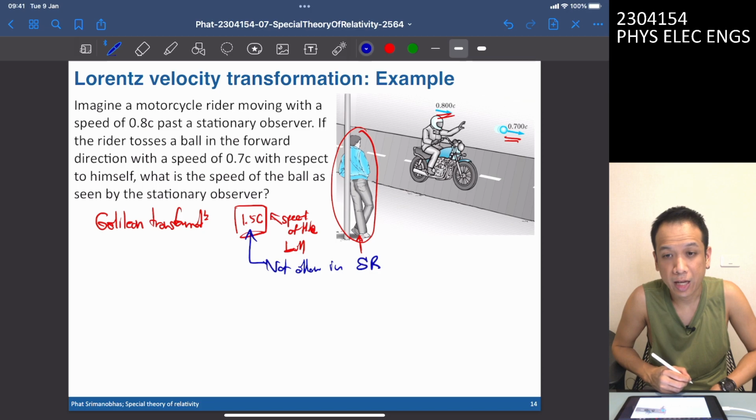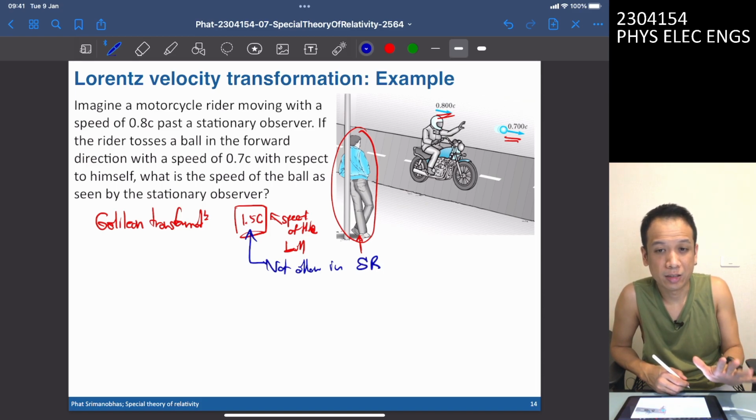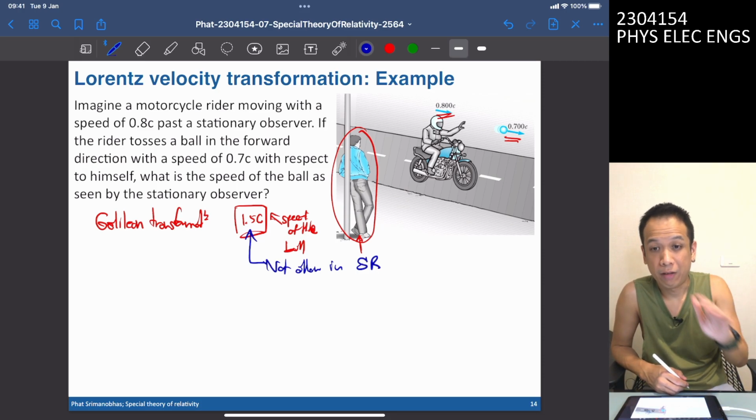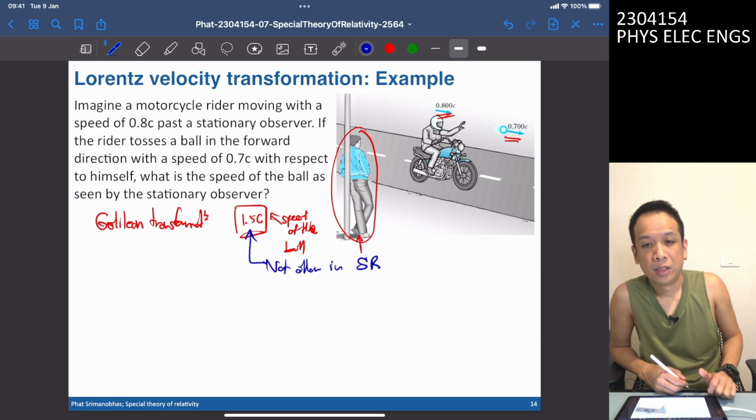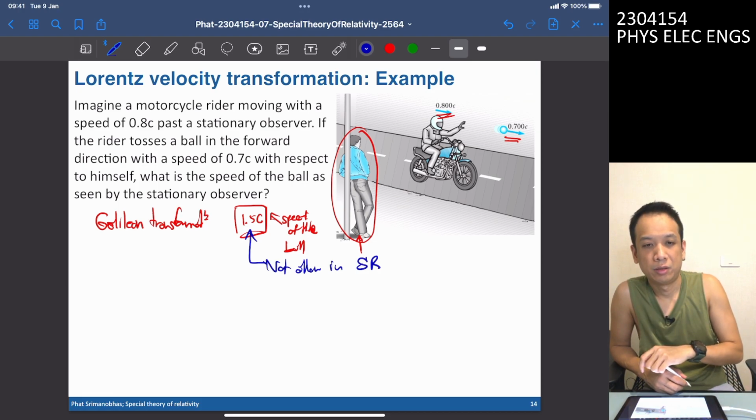An object cannot have a speed larger than the speed of light. The speed of light is very large, and it's the largest that we can have. But be careful: when I say the speed of light, it doesn't mean it needs to be light. It can be anything that has that speed. For example, a gravitational wave has that speed. All objects have a speed limit, and that speed is the speed of light. Photons, the light particles, have that speed.